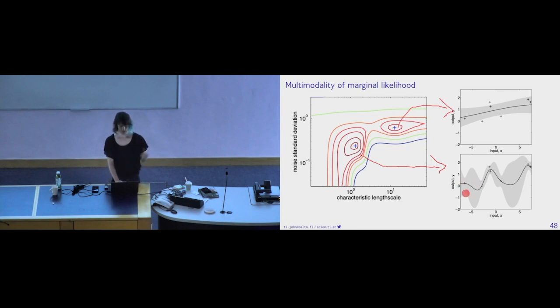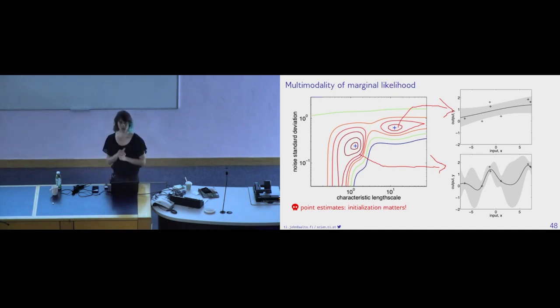Right, so marginal likelihood is multimodal. If you use this to optimize your hyperparameters, then it matters where you start. If you start somewhere over here, you'll probably end up here. If you start here, you'll end up here. So this is just something to keep in mind.